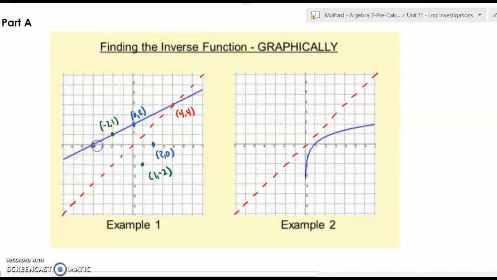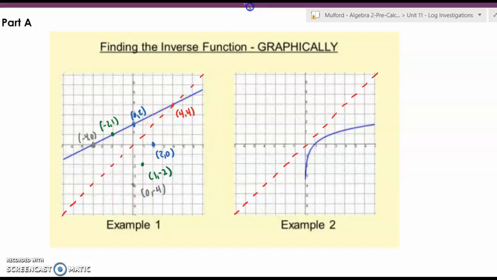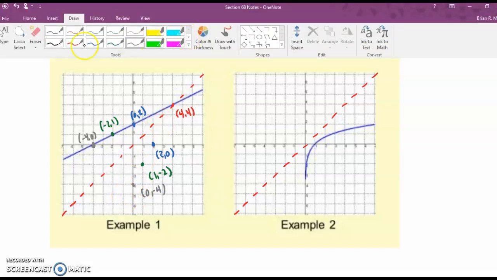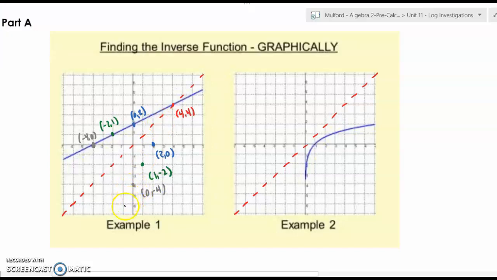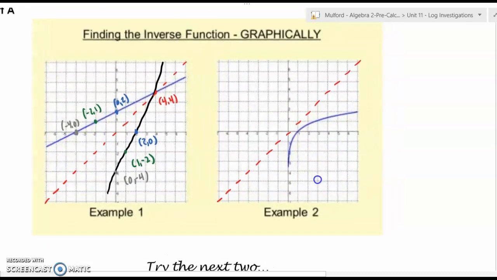Pick this point here at negative 4, 0, which would then put me at 0, negative 4. Again, switching the x and the y around. So now I think I've got enough to show the graph of this inverse function right there. So again, we're taking this blue line, reflecting over the line y equals x by taking our points and switching the x's and the y's. And it works for all sorts of different graphs.